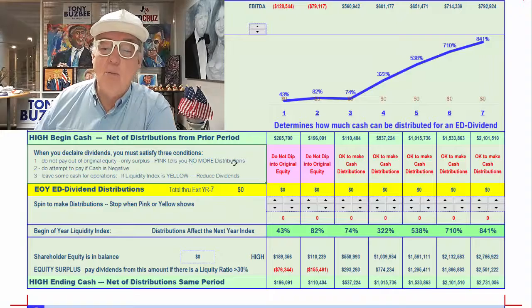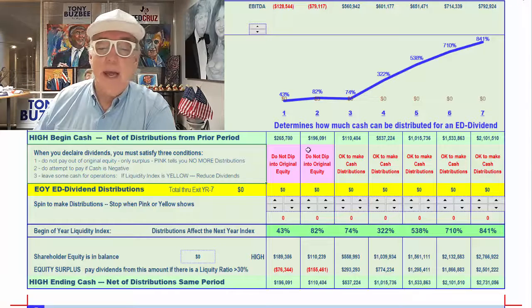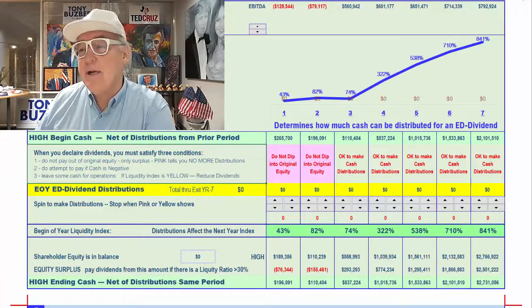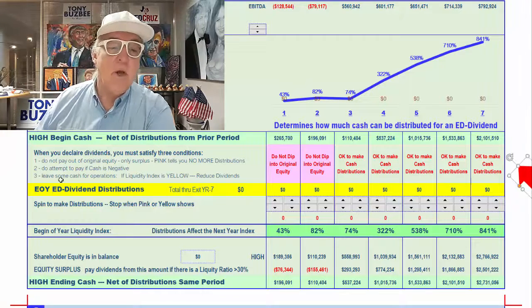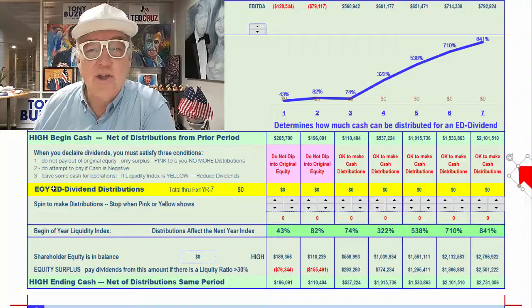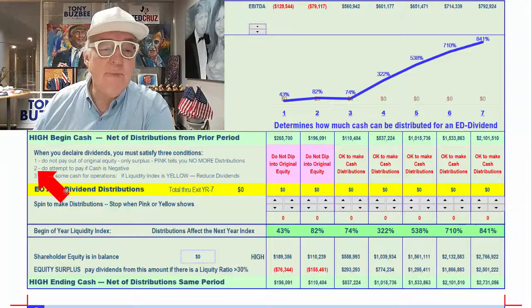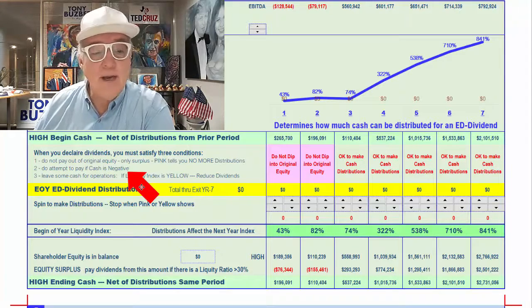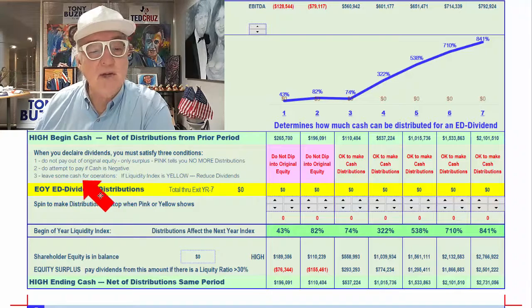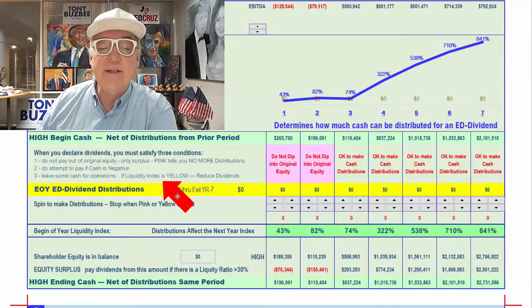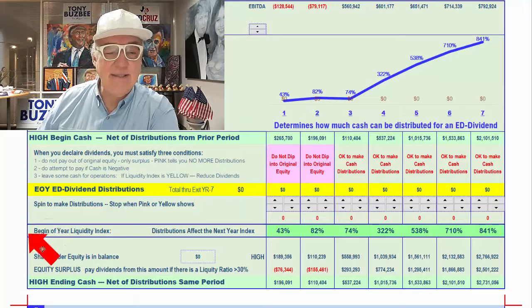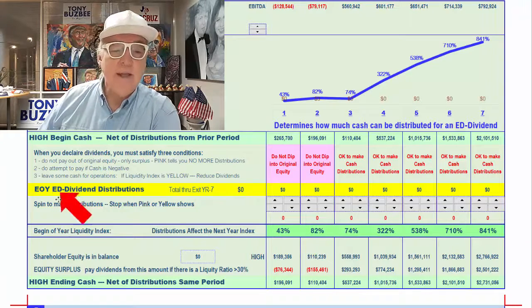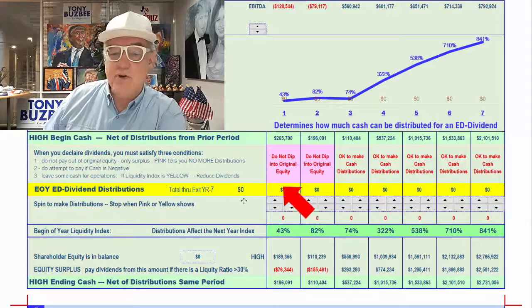Pink tells you no more distributions. And you might see pink scattered around in here. So when you see pink, you better stop. Maybe back off a little bit. Do not attempt to pay if cash is negative. You're not going to pay out all your cash. And you have to leave some cash for operations. If liquidity index is yellow, reduce the dividends. Now this is the liquidity index down here. This is just the dividend distribution right here.